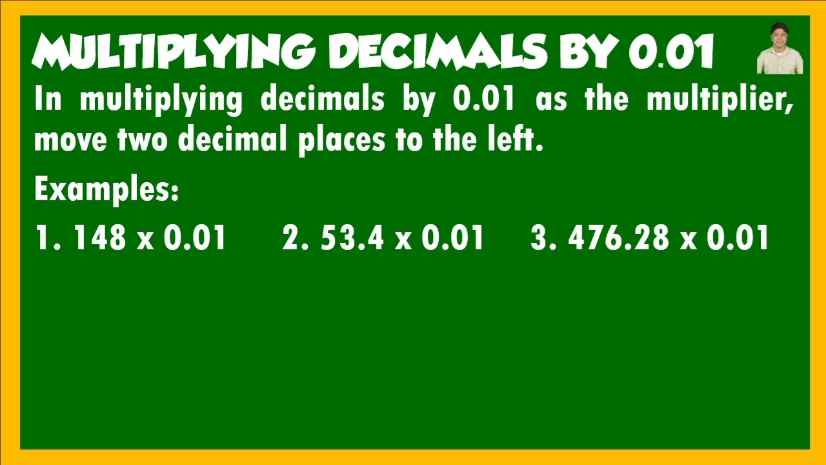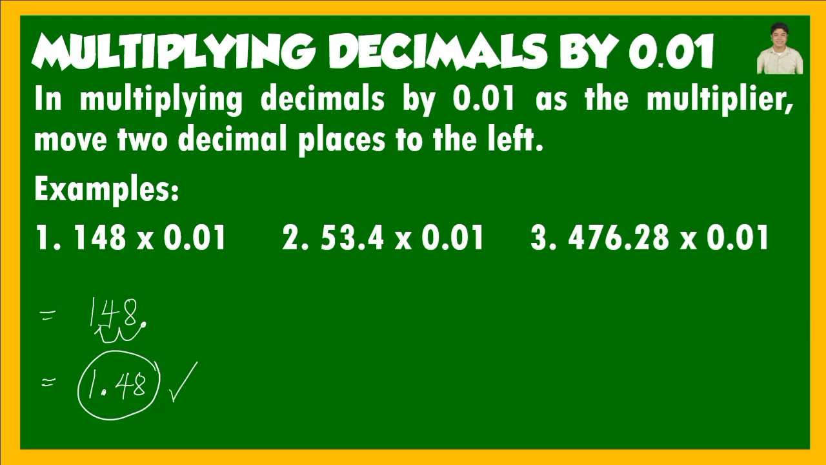So, let's have examples. So, 148 times 1/100ths or 0.01. So, sulat lang natin 148. And then, dito tayo magsisimula ng counting natin. 2 decimal places to the left. So, 1, 2. So, our final answer is 1.48 or 1 and 48 hundredths.